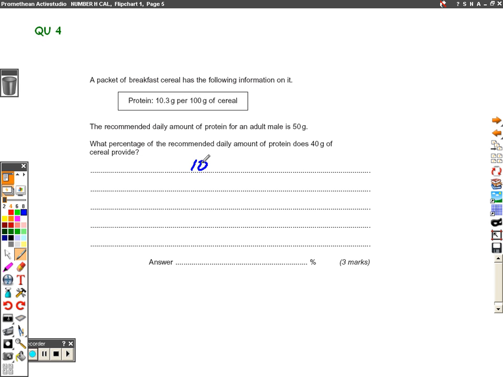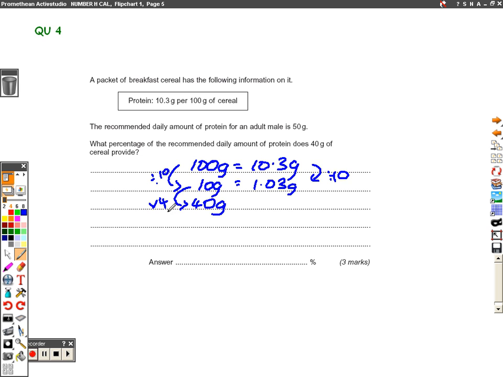So we know 100 grams provides 10.3 grams of protein. Take it down to 10 grams by dividing both sides by 10, which gives us 1.03 grams for every 10 grams. We want 40 grams, 10 times 4, so multiply the other side by 4 to get 40 grams worth, which works out to be 4.12 grams.